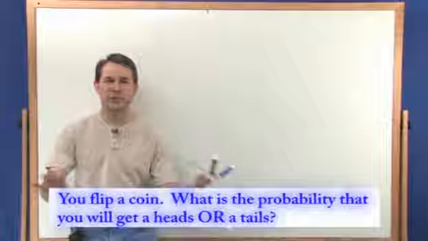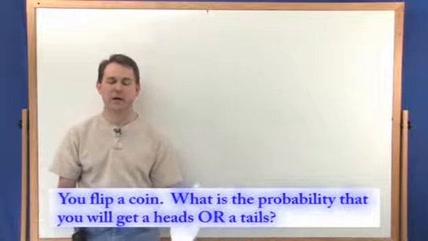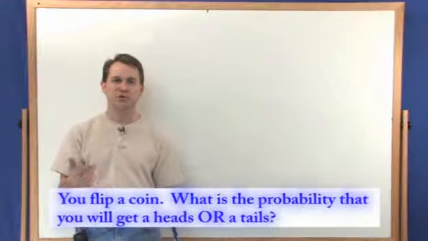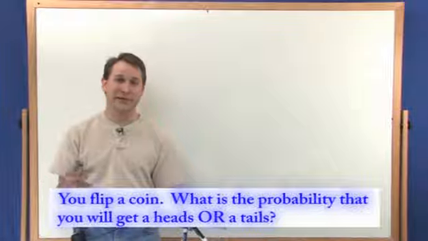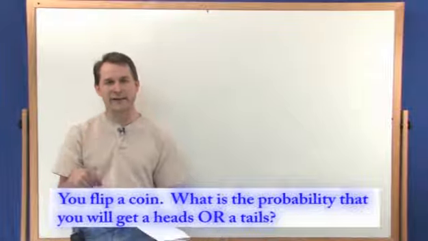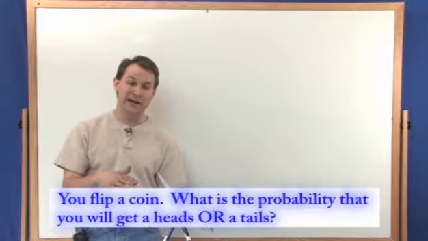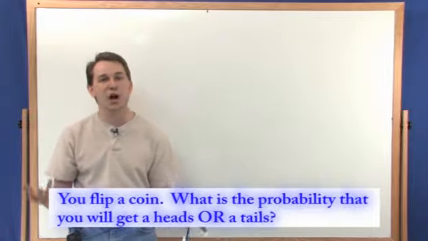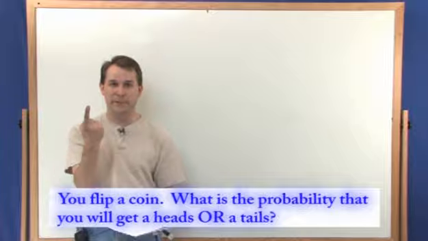Now, before we do anything, just think about what the problem is saying. You have a coin, you flip it. You know from experience it's going to land on heads or tails, no matter what. I mean, it's not going to land right on the edge. Let's just pretend that that's not going to happen, okay? It's going to land on heads or it's going to land on tails.